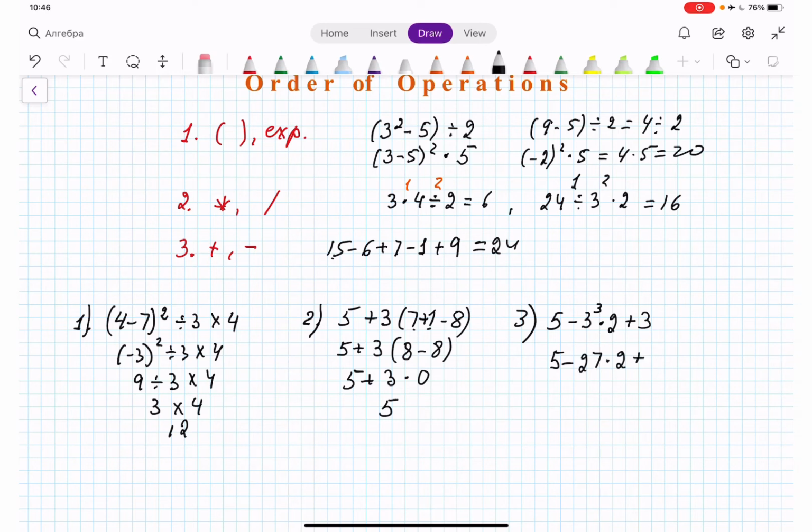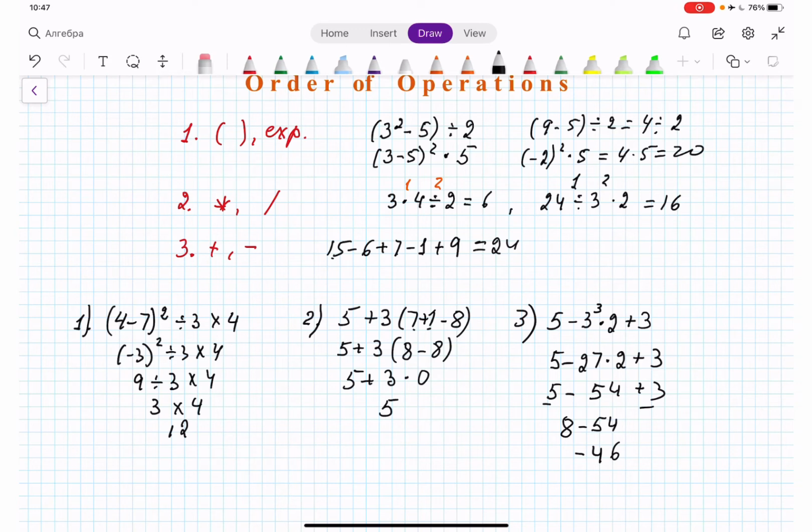Times 2 plus 3. Next, I'm doing multiplication based on priority. Multiplication comes first. 5 minus 27 times 2, it's going to be 54 plus 3. And then 5 minus, okay, this is what I would do. I would add all positive numbers, 5 and 3. I would get 8, and then 8 minus 54. That would give me negative 46.